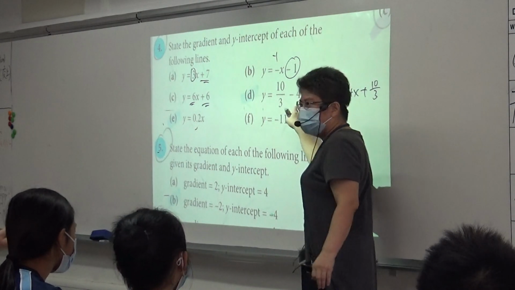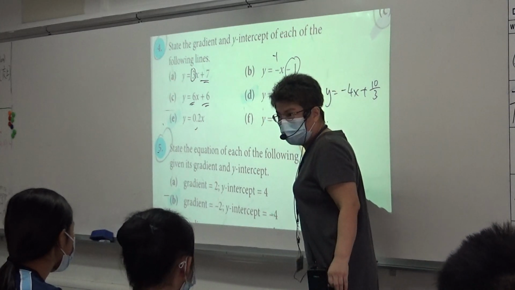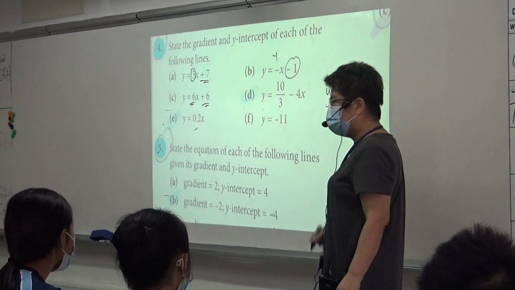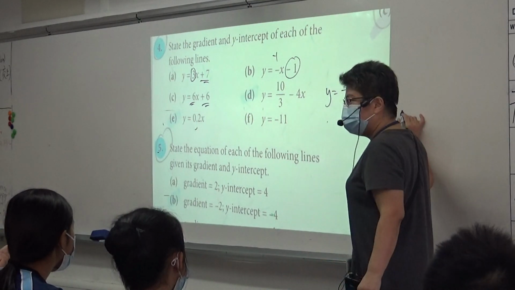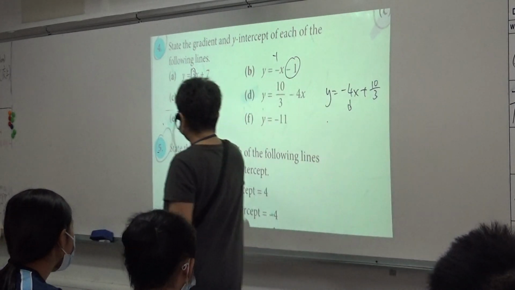Teacher, can I rewrite? Can. But the thing is that some people will get confused. You understand? So what's my gradient? Negative 4, yes. What's my y-intercept? 10/3. Are we clear now? Okay. Alright, now next one.